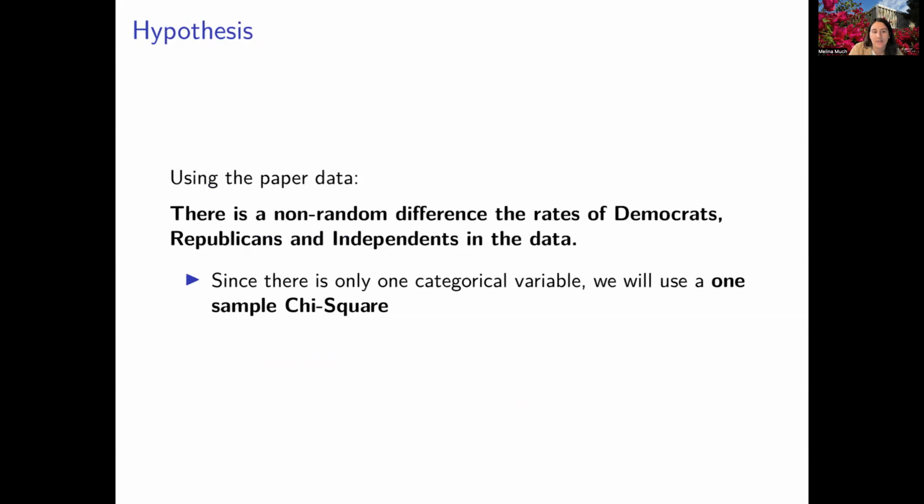So we're going to use the paper data with a hypothesis that there's going to be a non-random difference in the rates of Democrats, Republicans, and independents. So there's going to be significantly different numbers of each of those groups in our data. So there's going to be meaningful differences in the numbers of each partisan group. Since there's only one categorical variable in this case, we're just going to use a one sample chi-square.